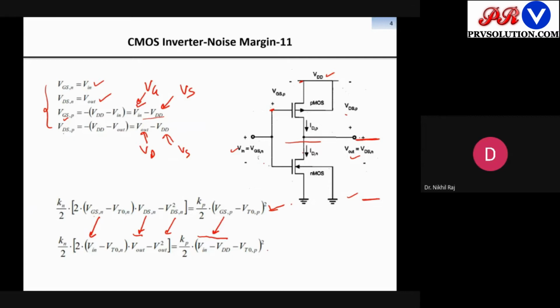So this is the equation where I will now rearrange the equation, and I will use the property of the slope, that at that point my slope was minus 1. So this property I will use to find out what the VIH value will be. At that point, I have to substitute V in equals VIH, because this exists only at this point.